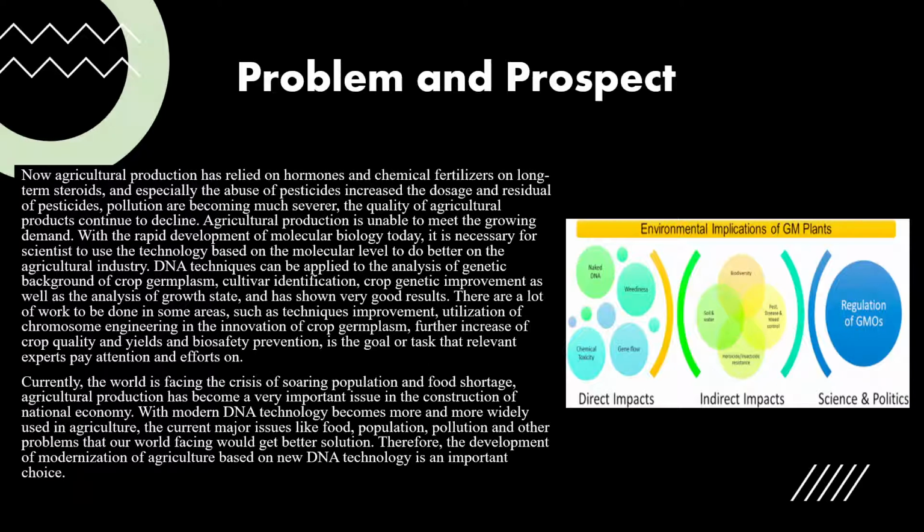As modern DNA technology becomes more and more widely used in agriculture, the current major issues like food, population, pollution, and the other problems that our world is facing would get better solutions. Therefore, the modernization of agriculture based on new DNA technology is an important choice.